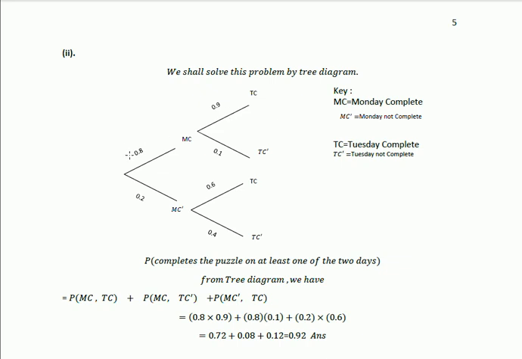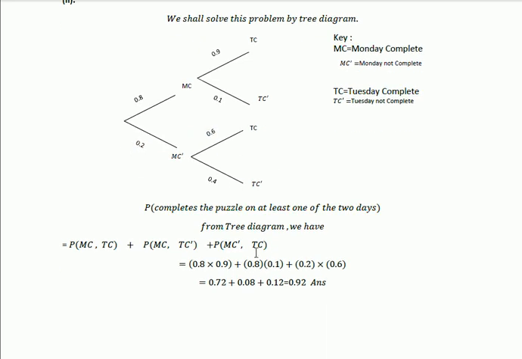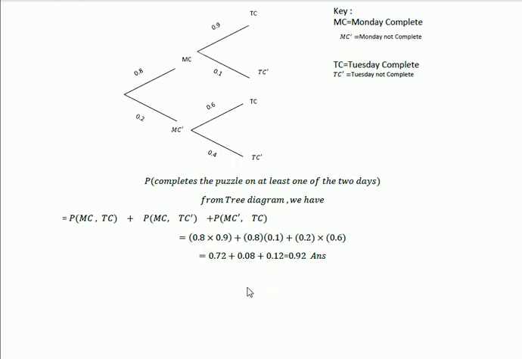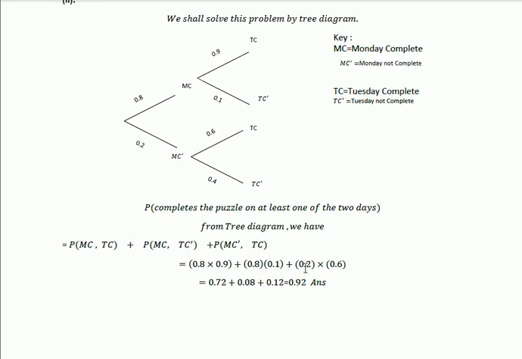For the first branch, M and T, we take 0.8 and 0.9. After that, to calculate Monday complete, Tuesday not complete, we shall take the values 0.8 and 0.1. Similarly, when we need to calculate the probability of Monday not complete and Tuesday complete, we shall take 0.2 and 0.8 according to the direction of the tree. By putting in the values of the probabilities, after simplification, we get 0.92.